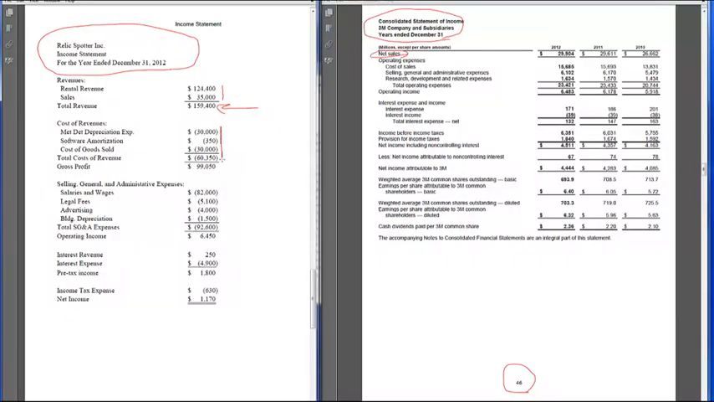Then we had the cost of revenues or cost of goods sold. Again, 3M just has one line item. We had selling, general, and administrative expenses. 3M has that as their next item. Again, only one line item. They also have R&D, which we didn't have at Relic Spotter.